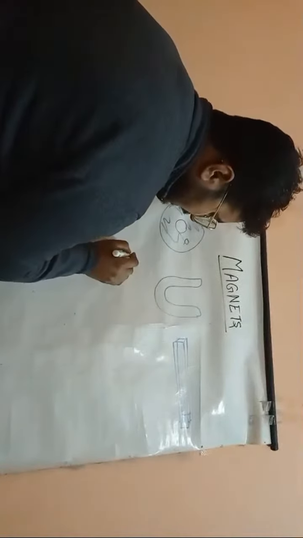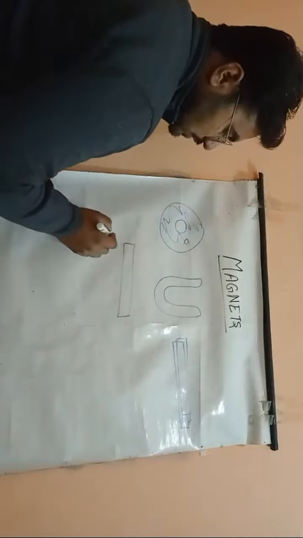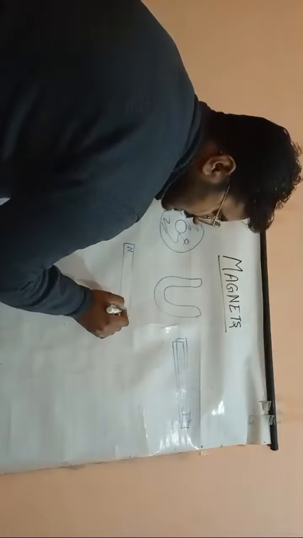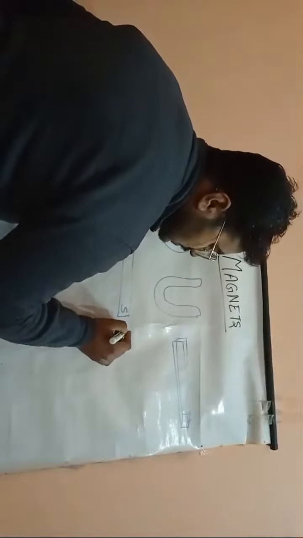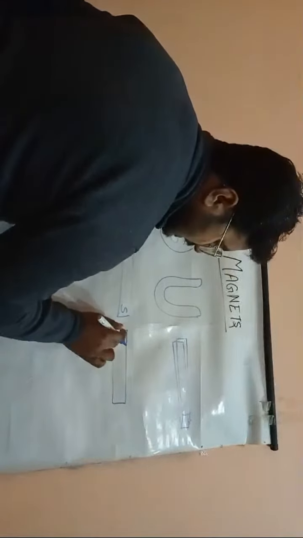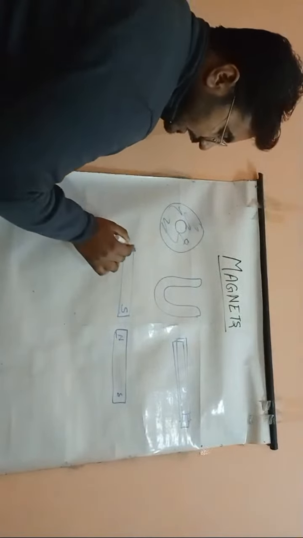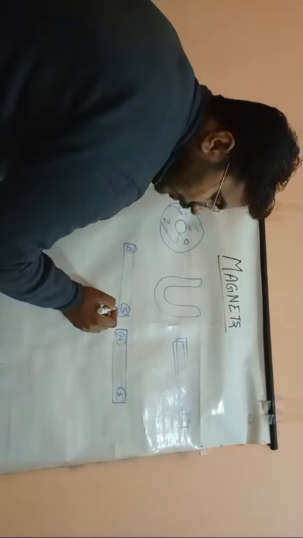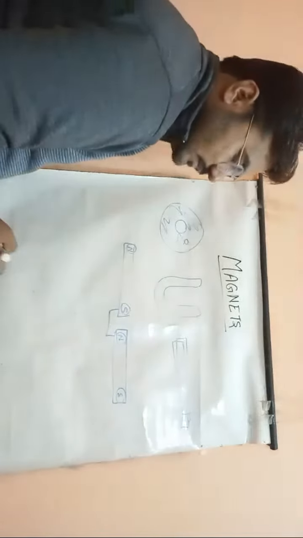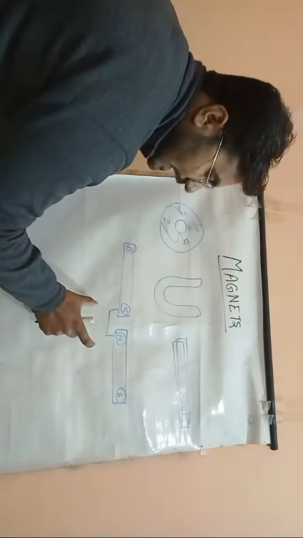How many directions? Let's take the example of a bar magnet. This bar magnet has two directions. One is north, another is south. If it comes in contact with another magnet, another bar magnet whose directions are also north and south, then if opposite directions are in front of each other, if south is in front of north or north in front of south, they both will attract each other.